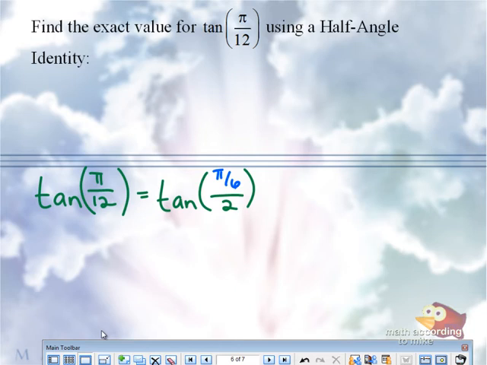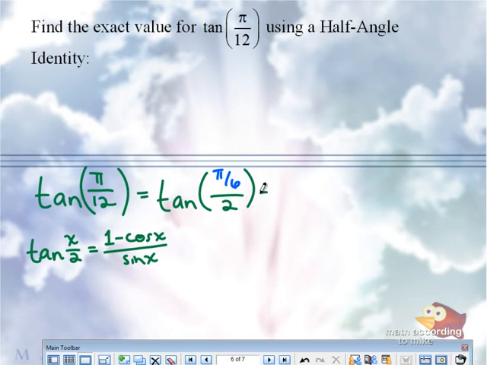I'm going to say this one, and you'll see why when we're doing it. So all the x's in this formula, which let me write here, all the x's in this formula will become pi over 6's. So we're going to say this equals 1 minus the cosine of pi over 6 over the sine of pi over 6.